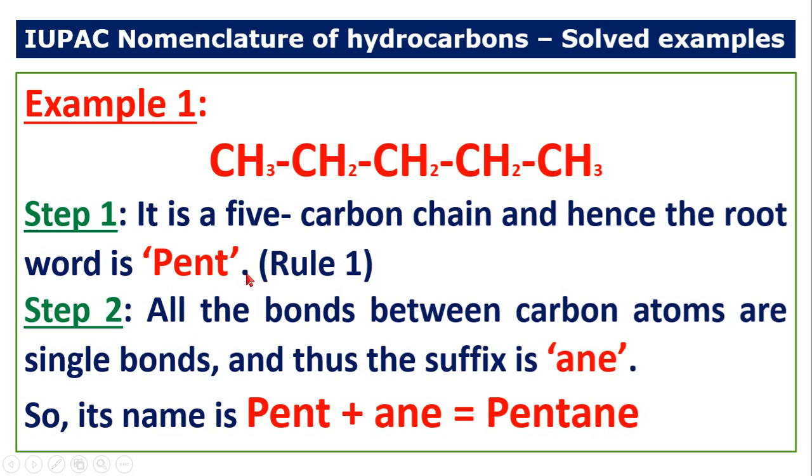Step 1. It is a 5 carbon chain, so the root word is pent. Then step 2, all the bonds between the carbon atoms are single bonds, so the suffix is ane. So the name of the compound is pent plus ane, that is equal to pentane. The name of the compound is pentane.